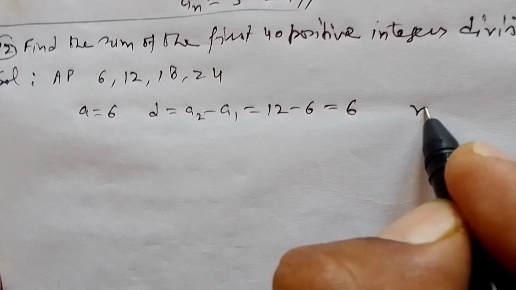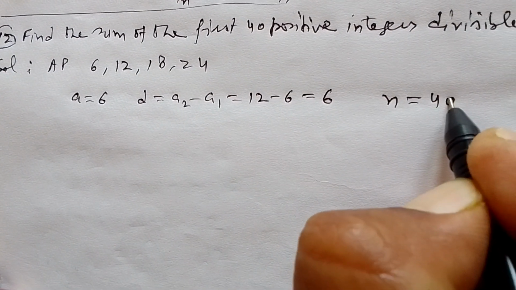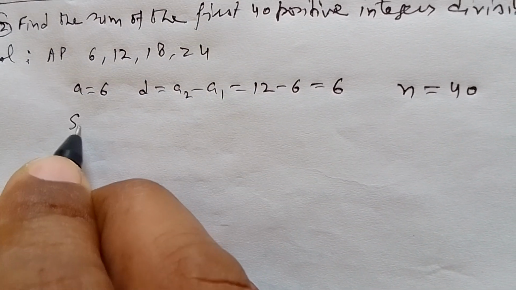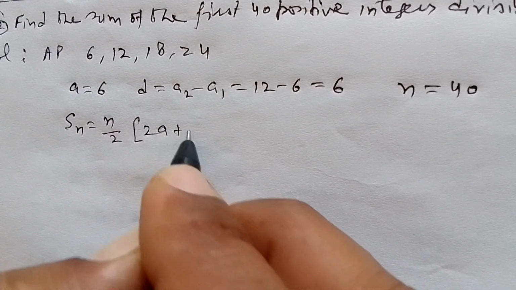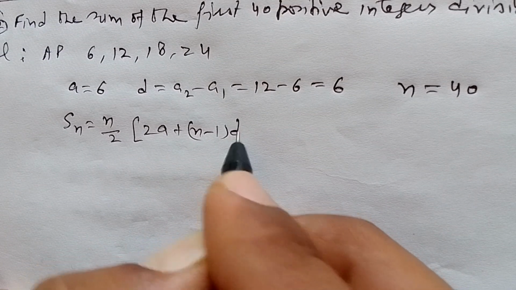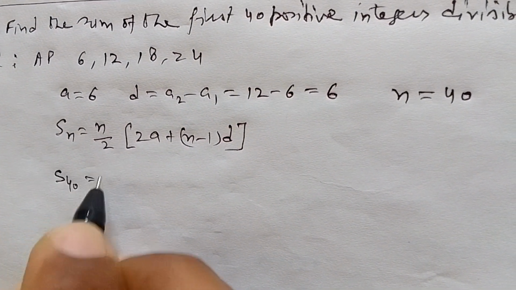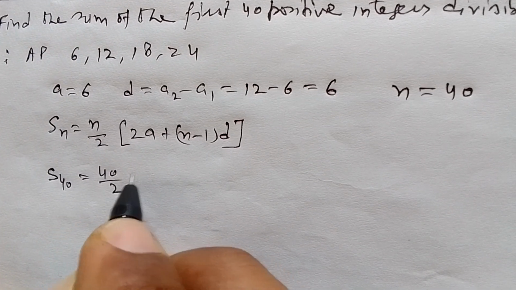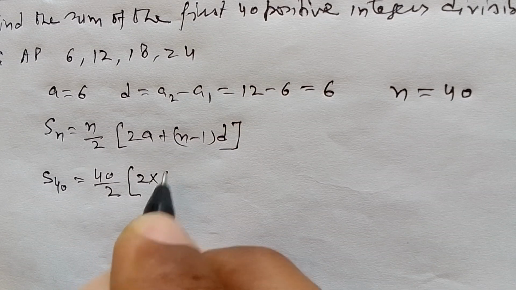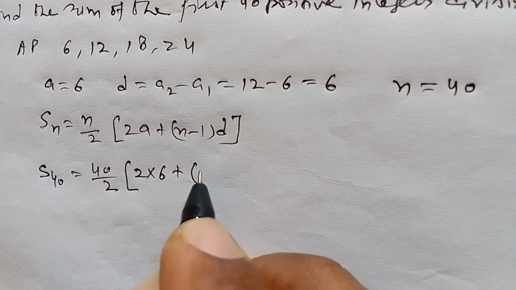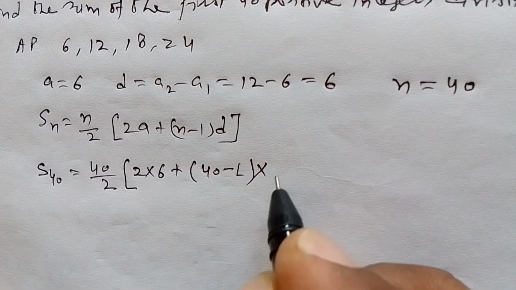And n, we have to find the first 40 positive terms. So n is equal to 40. Now we will calculate the sum by using the formula Sn = n/2 (2a + (n - 1)d). By putting the values, S40 = 40 divided by 2, putting the value of n as 40, 2 multiplied by the first term 6 plus (40 minus 1) multiplied by the common difference d, which we have calculated as 6.